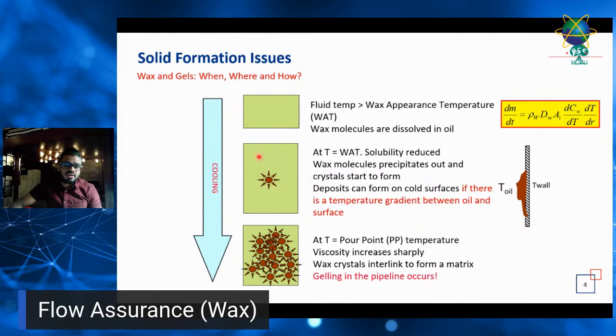As the temperature decreases further to the pour point, this is when your viscosity will increase sharply and wax crystals interlink to form a matrix. This is when the whole pipeline will be gelled up, and this situation is called gelling. All right.